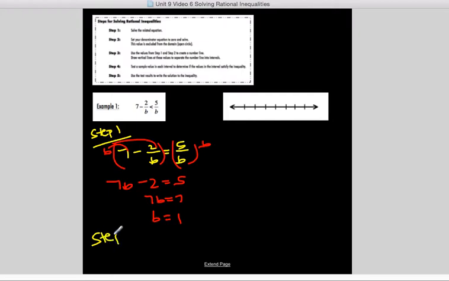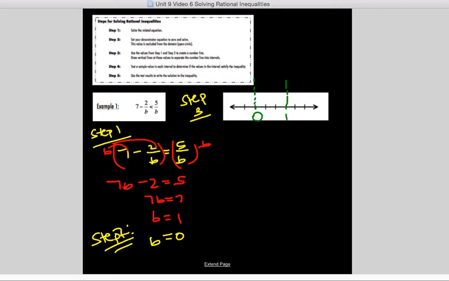Step 2 says to take your denominator and set it equal to 0. My denominator is b, so b equals 0. Step 3, write your parts from 1 and 2 on the number line. I got an answer of 1 and 0, so I'm going to label this 0 and this one 1. It doesn't really matter. Then we're going to make some little dividers. We need to test some points in between to find our answers.